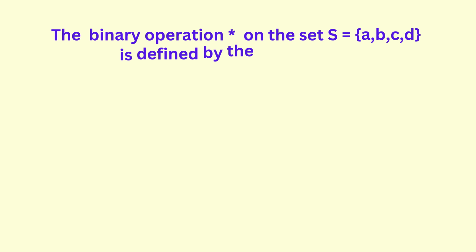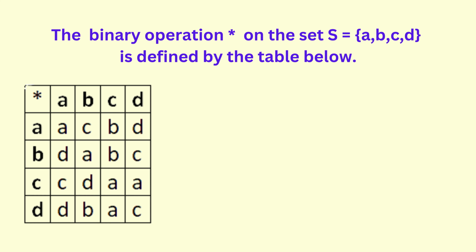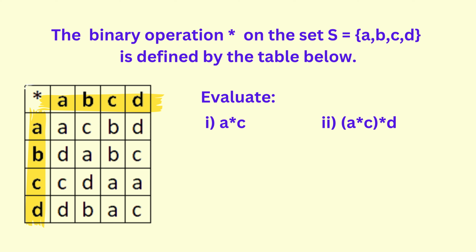Let's look at an example where there are no numbers. The binary operation star on the set with elements a, b, c, and d is defined by the table below. Evaluate the following. In part 1, we are finding a star c. When doing these types of problems, the first element in the operation is taken from the first column, while the second element is taken from the top row. So to combine a with c, we look for a in the first column, and combine it with c in the top row to get b. So a star c is b.